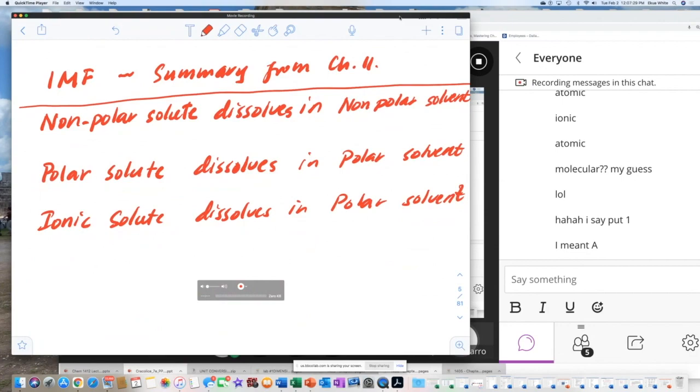So this is what we learned from chapter 11. We're bringing that knowledge here because we need it to carry on and talk about solutions. We need stuff to dissolve to make a solution. Anybody have a question about ionic and polar dissolving each other?